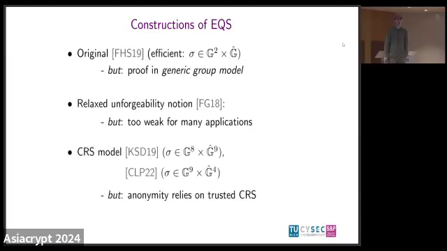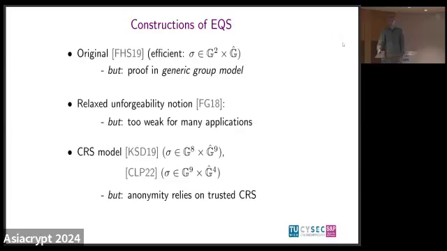And another line of constructions has been based in the CRS model. That was by Khalili, Slamanig, and Dakhilalian. They have signatures with 8 group 1 elements and 9 group 2 elements. And then based on that work, a more efficient scheme has been constructed by Connolly, Lafourcade, and Perez-Kempner with 9 G1 elements and 4 elements of the second group. And in the CRS model, we get a trade-off that now the anonymity all of a sudden relies on the trusted setup of the CRS.